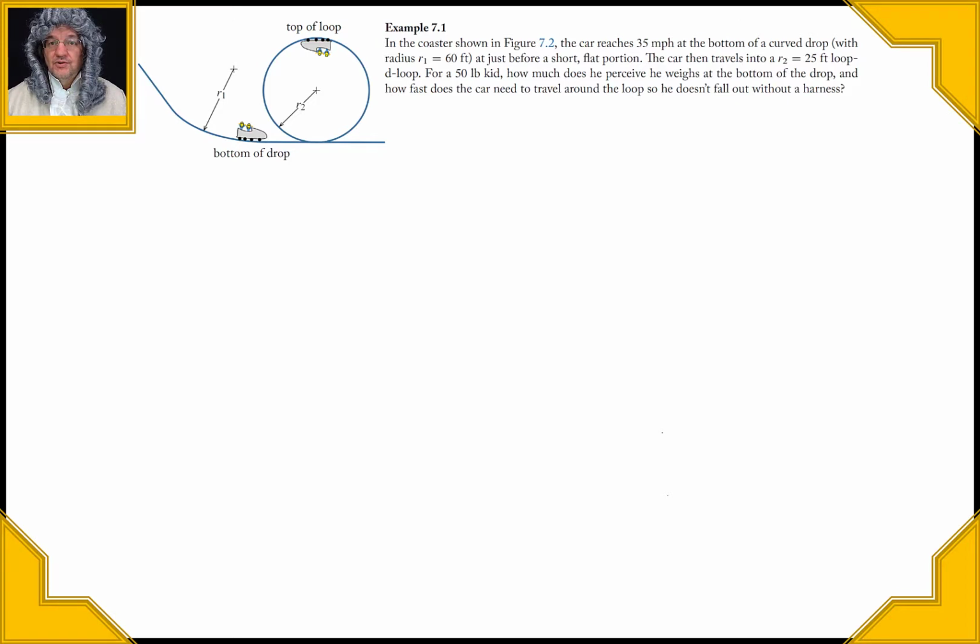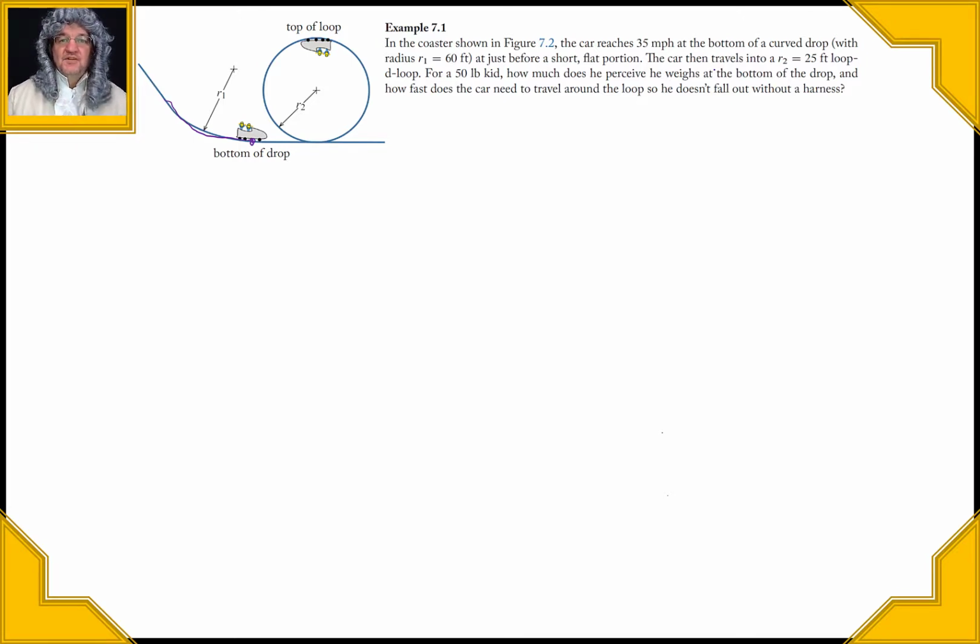And they're on a roller coaster, and the car reaches 35 miles per hour at the bottom of this curve, right? So there's a curve that's taking place right here, and they're just at the bottom, but they haven't reached the bottom, right? They're still in the curve, right? If they're in the flat area, something else is going to take place. But if they're still in the curve, they still are going to be subjected to this normal acceleration that we're concerned about. The car travels into a 25-foot loop right here, loop-de-loop.